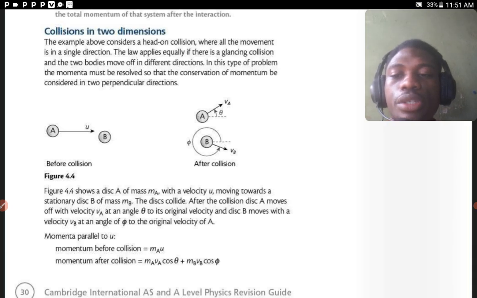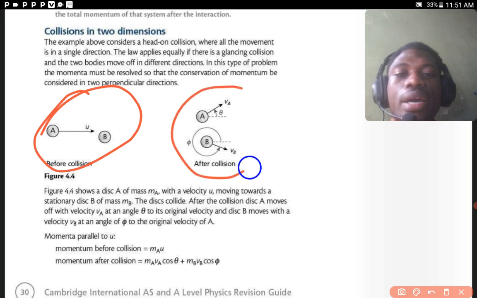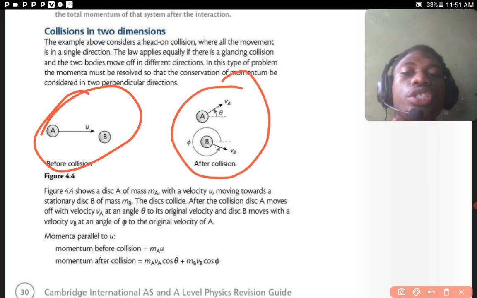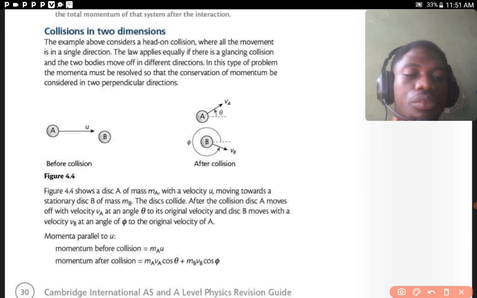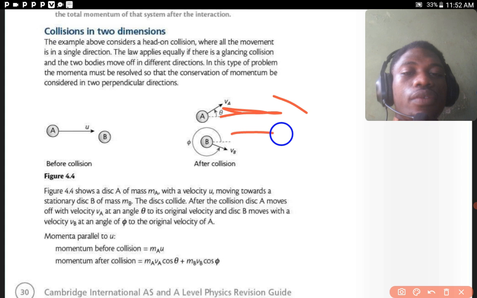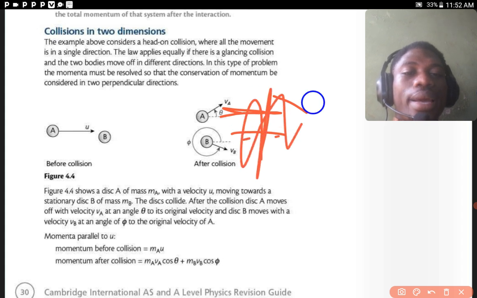This is before collision, and this is after collision. After collision, they just had a head-on collision, and this is what is happening. They are now moving off like this. One is going this way, one is going this way. So that is why you have to resolve the two momenta.